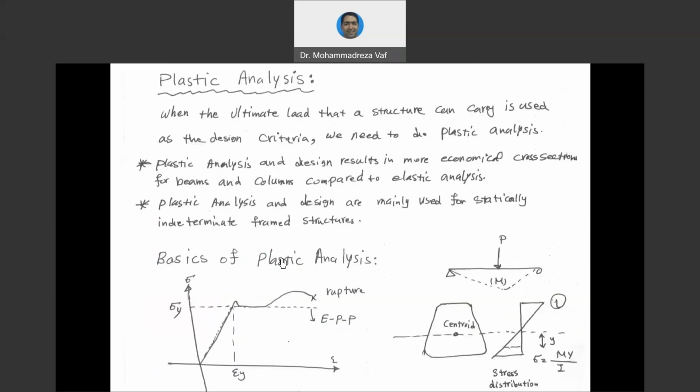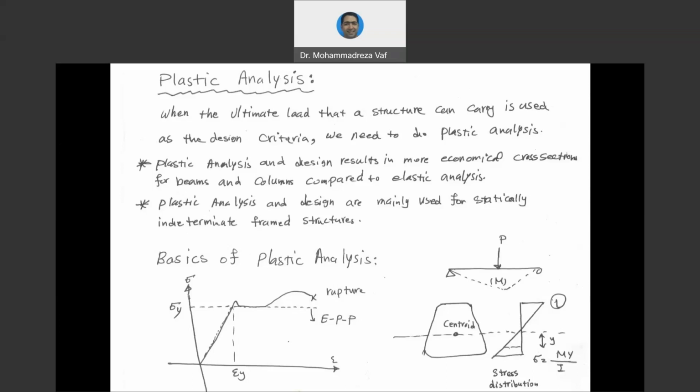One of the important things that you need to know about plastic analysis is that it provides a much more economical cross-section for our beams and columns. One of the reasons is that you're using a higher level of stress inside your design. However, with the elastic method, normally around 60 or 70% of sigma y is the range that you accept for the stress inside your cross section. Therefore, you have a smaller beam size and column size compared to when you use the elastic method.